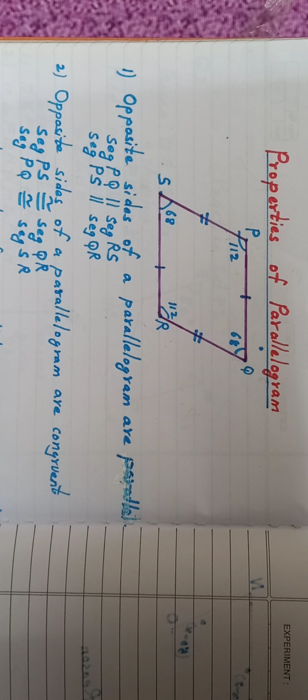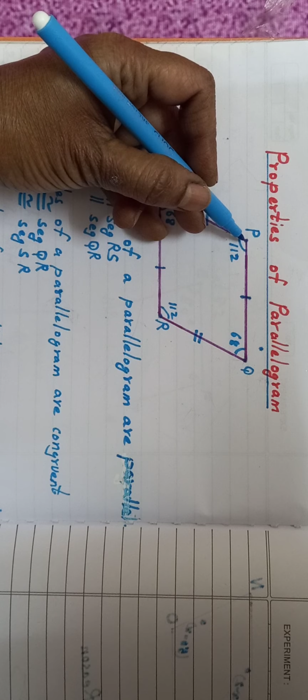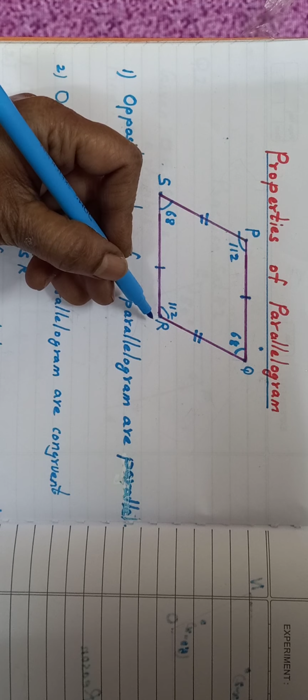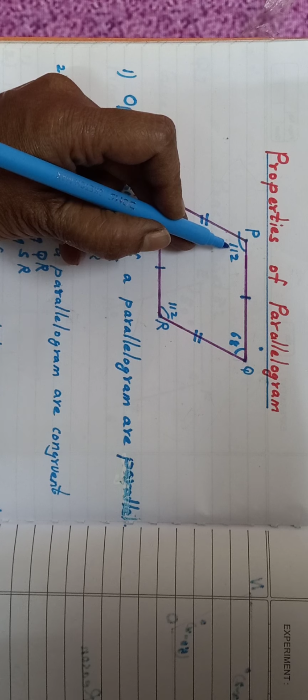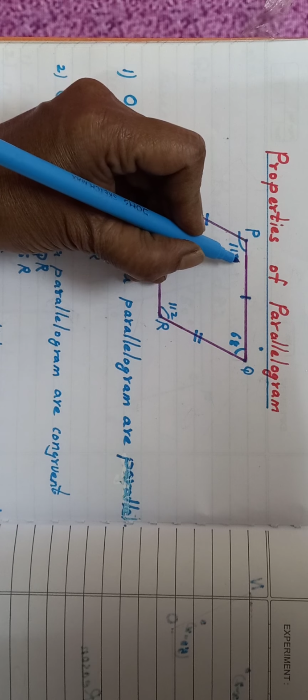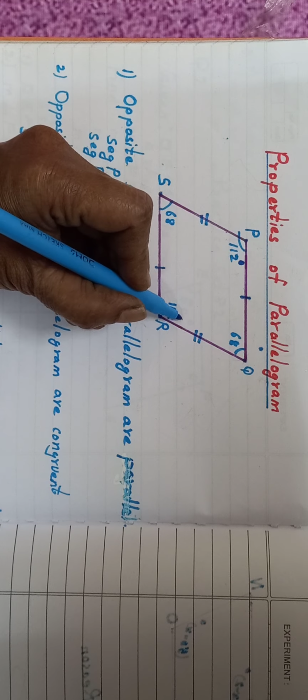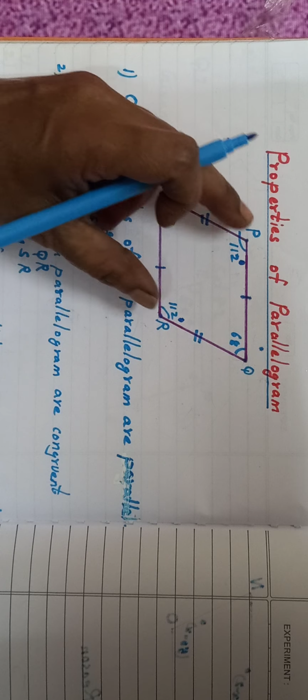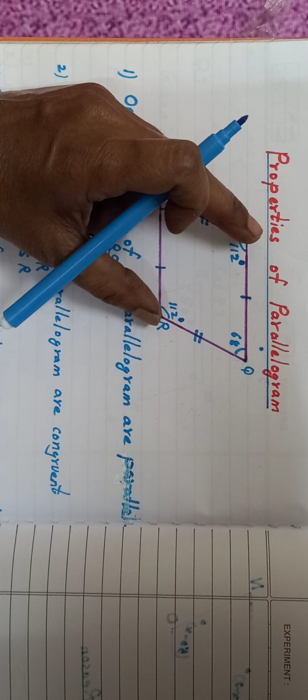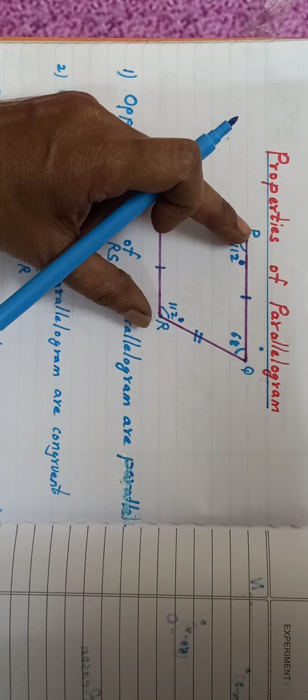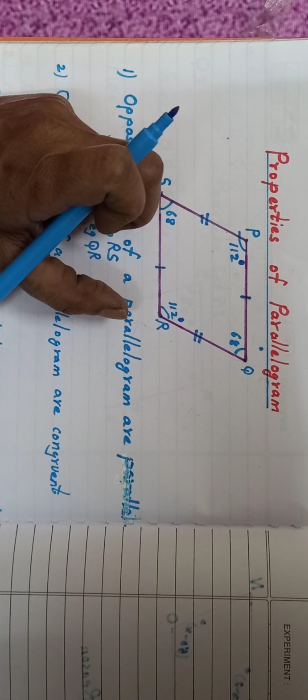Now the third property is, as you can see, opposite angles. Angle P is opposite to angle R, and you can see here I have written 112 and here also 112. 112 degree and 112 degree. So these two angles are opposite angles, and opposite angles of a parallelogram are congruent.